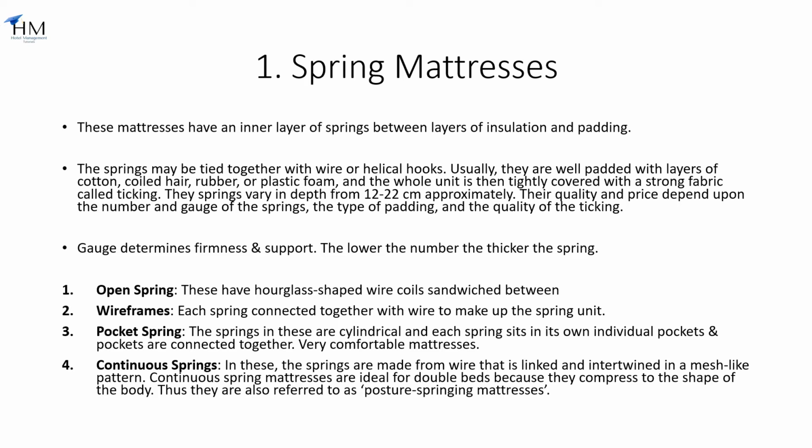The price of the mattress depends upon the quality and number of the gauge of the spring, the type of padding used, and the quality of the ticking cloth. Gauge determines firmness and support in the mattress. The lower the number of the gauge, the thicker the springs. The spring mattresses may further be classified into four varieties: open spring, wire frames, pocket spring, and continuous spring. In the following slides, we will discuss all these four varieties one by one. So let's start further.